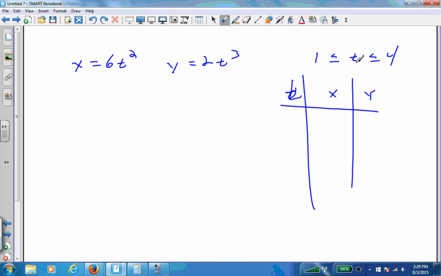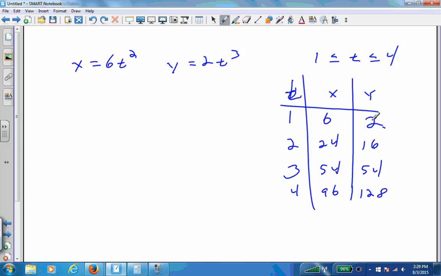This is t. If we put a 1 in for t, we get 6, 2, not 6t. If we put a 2 in, we get 4 times 6 is 24. 8 times 2 is 16. If we put a 3 in, we get 9 times 6, 54. 27 times 2 is 54. If we put a 4 in, we get 16 times 6, so 96. 64 times 2 is 128.